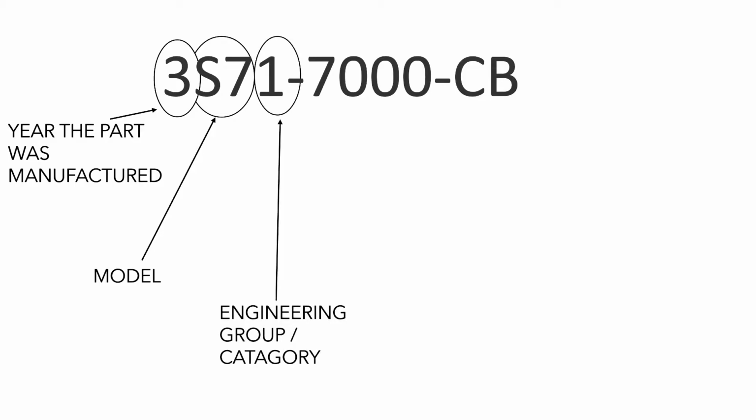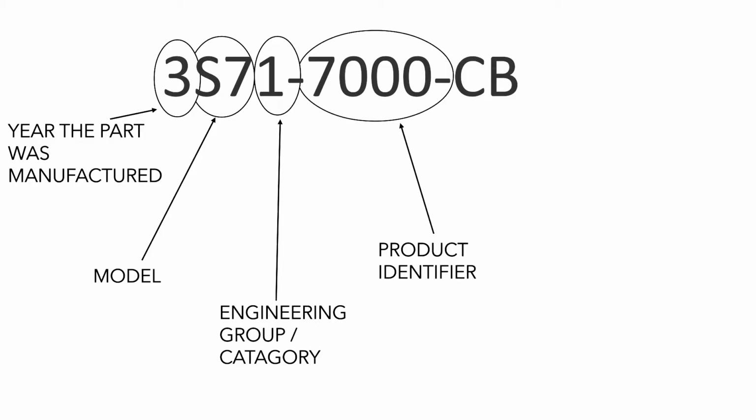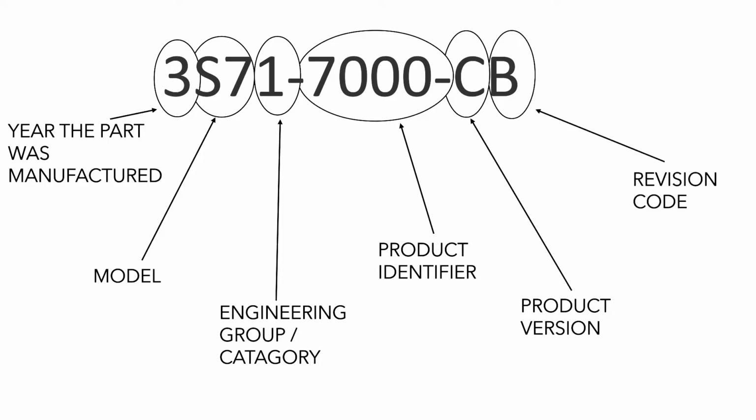So here we have a part number, and we're just going to really briefly break down what this is saying. So 3 is the year that the part was manufactured. This S7 is the model number or model code. This is the engineering group or category, you can think of it like that. This number is the product identifier. This is the version of that particular product, and this is the revision code.